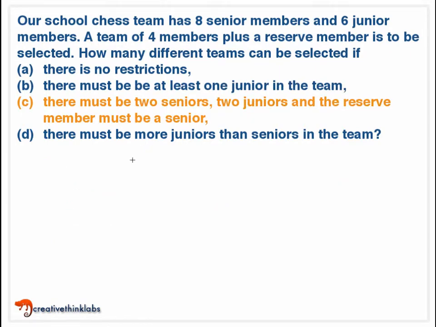C. There must be 2 seniors, 2 juniors, and the reserve member must be a senior. These are 3 consecutive restrictions, so let's just meet those restrictions. We want a team of 5 people. In this case, I have 8 seniors. I will combine 2, and then I have 6 juniors, but I only need 2.